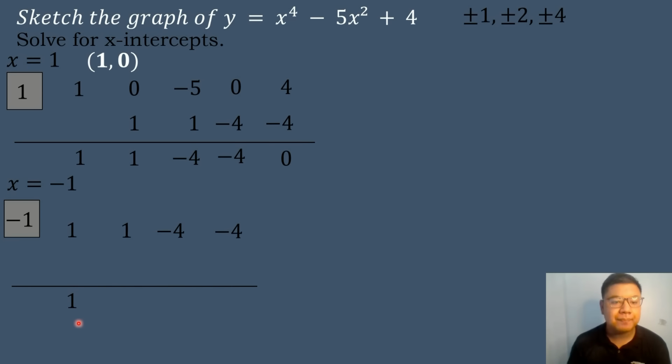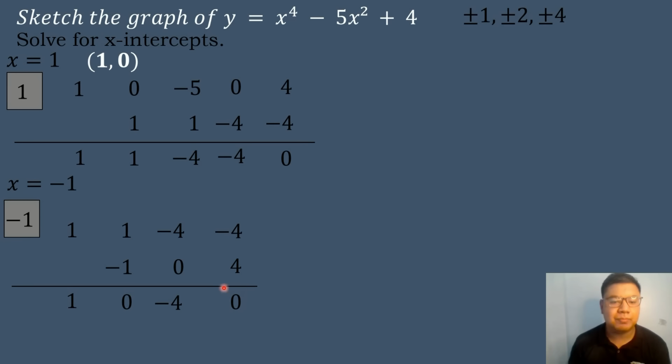Bring down 1. Negative 1 times 1 is negative 1. 1 minus 1 is equal to 0. And then 0 times negative 1 is 0. Negative 4 plus 0 is negative 4. And then negative 1 times negative 4 is equal to positive 4. And then negative 4 plus 4 will be equal to 0.